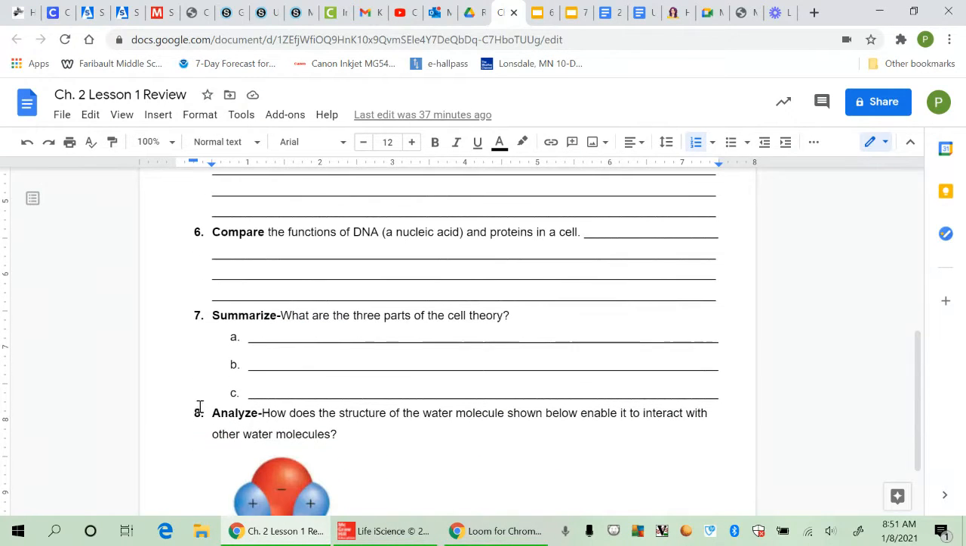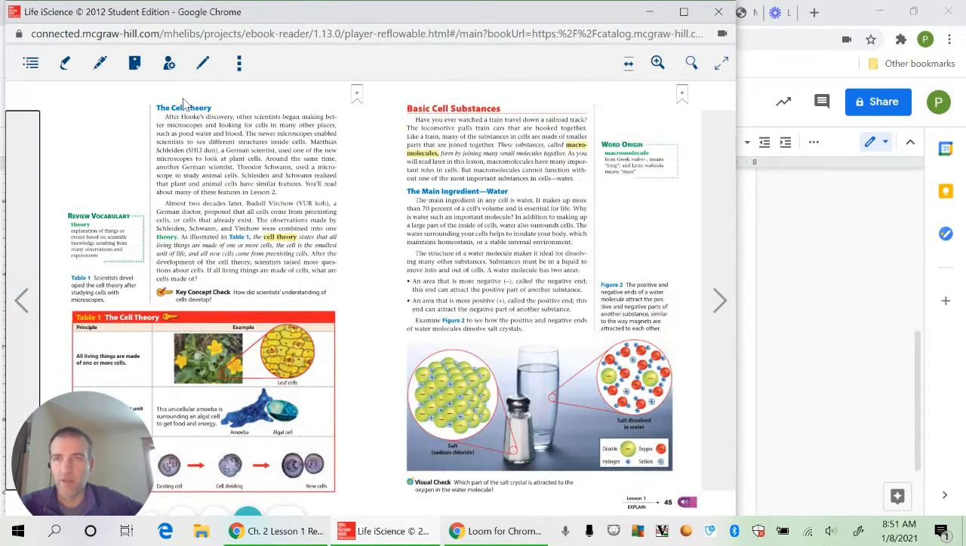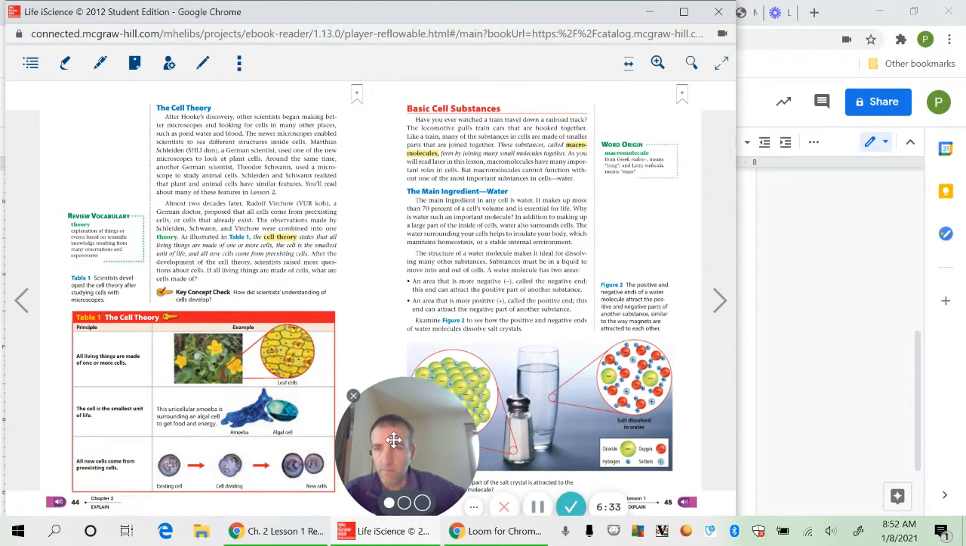Number 7 says summarize. It's a summarizing question. What are the 3 parts of the cell theory? If you look at page 44, the topic at the top of the page is the cell theory. So you're going to look at this page. You also have this table at the bottom of the page that lists the 3 parts of the cell theory. So you're just going to be using that chart behind my head and writing that down for your answer.